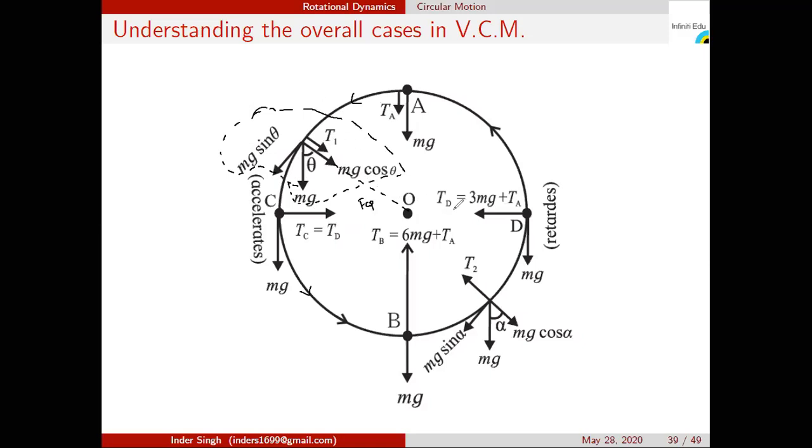enhances the motion. While if I consider this position, while moving from bottom to top, the weight component can be resolved into two components like this. This is mg cos alpha. This term is not directed towards the center; it is directed away from the center. So this is the centrifugal force. It is in the direction of centrifugal force, and centrifugal force is not responsible for circular motion.